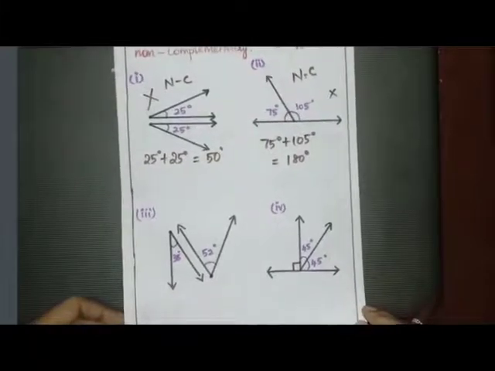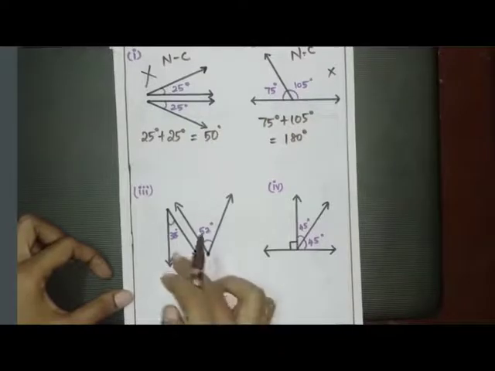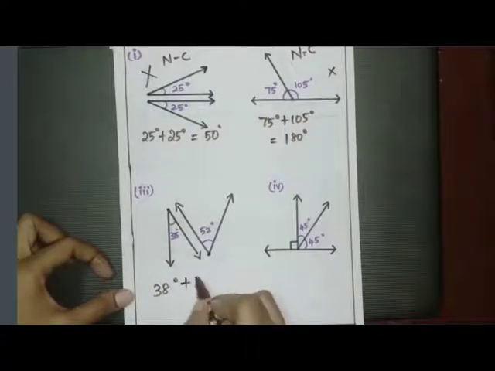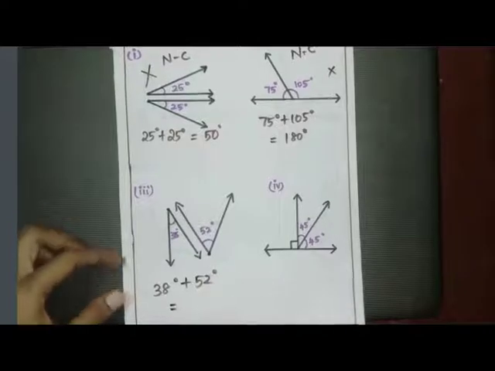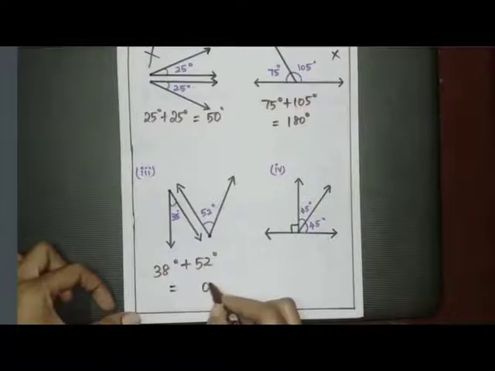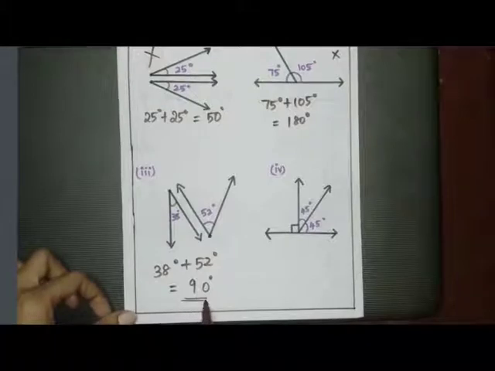Complementary means two angles added up to 90 degrees. So the third one: first angle is 38 degrees plus second angle is 52 degrees. Add and tell me the answer. 8 plus 2 is 10, so 0, carry 1. 3 plus 5 is 8, plus 1 is 9. So this one gives 90 degrees.